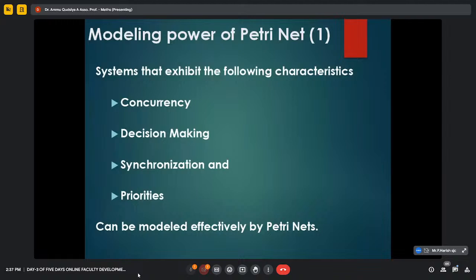Next is what sort of systems can be modeled using Petrinet? That is our question. I have shown some examples. I'm telling you that these and all can be modeled, places, transition, all those things. But what are the conditions? What sort of systems can be modeled using Petrinet is our next question. So systems that exhibit the following characteristics. That is, any system which has concurrency, any system needs decision making, or any system which runs synchronizingly, or any system which has got priority. All these systems can be modeled using our Petrinet.